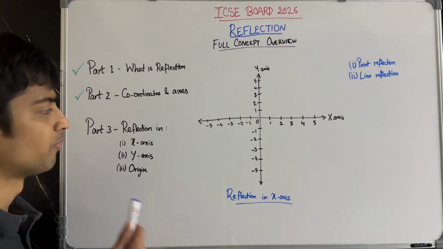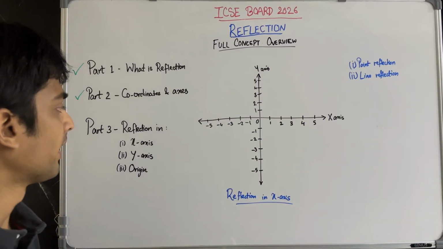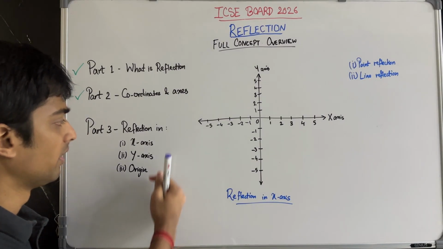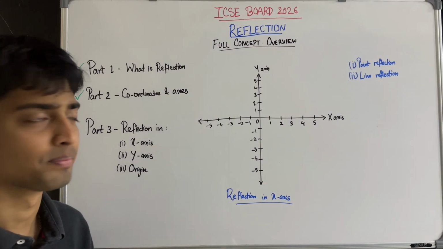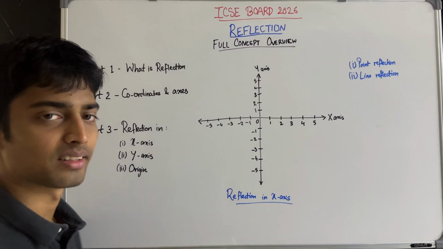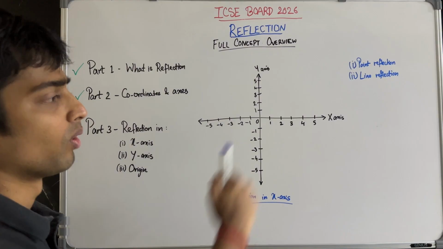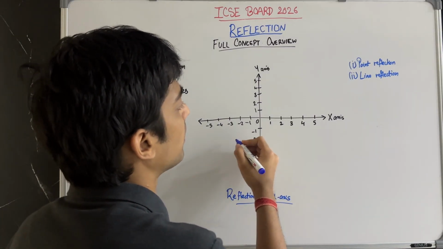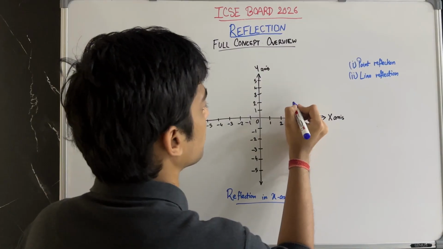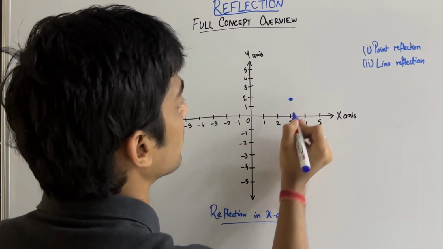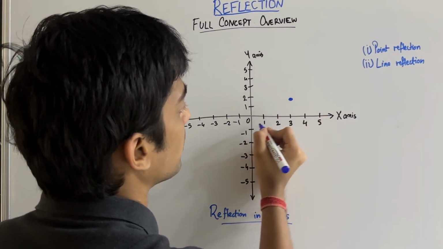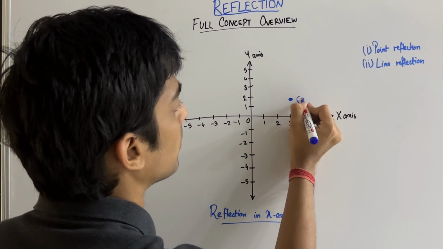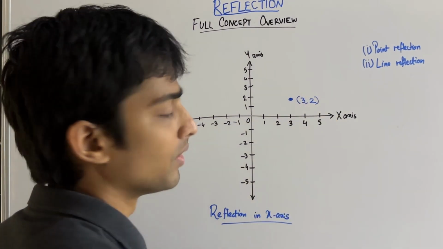Part 3, reflection. We will look at 3 different ways of reflection: x-axis, y-axis and origin. Let's start with reflection in x-axis. Let's say we have this coordinate axis. Now let's plot a point anywhere we can plot. So we will plot here. This point will be x, y, 3, 2.